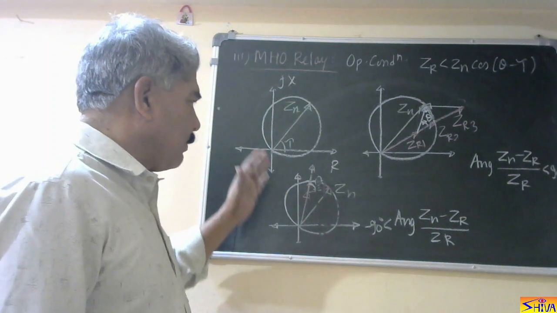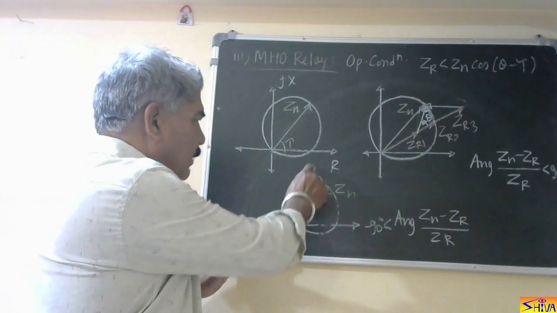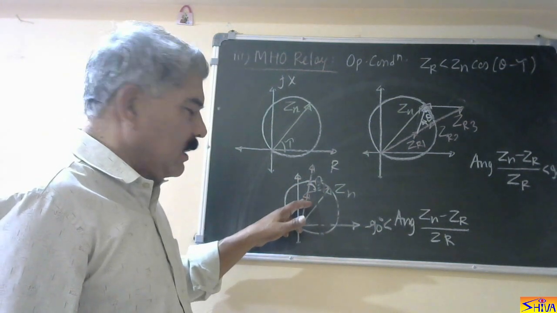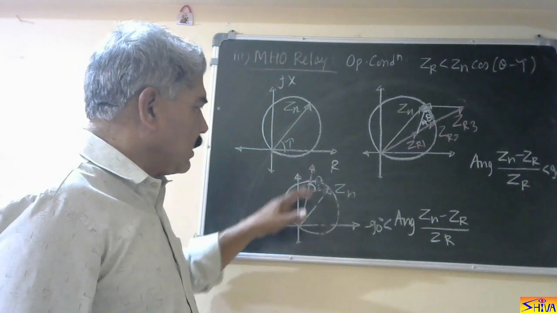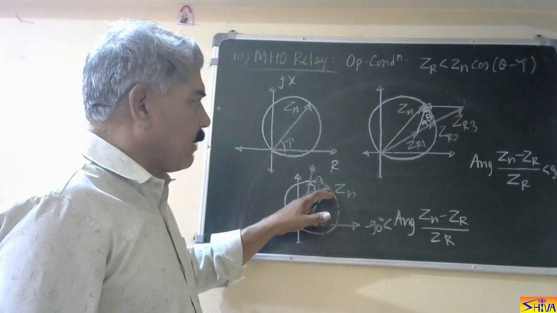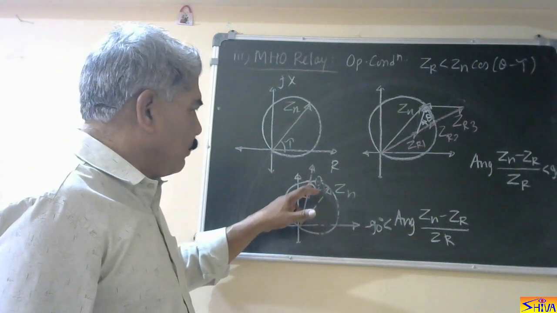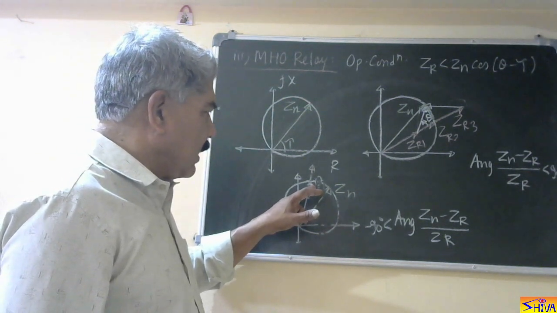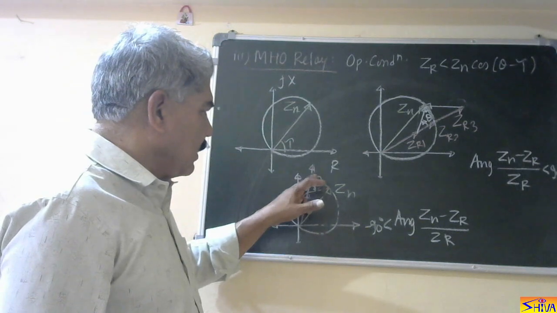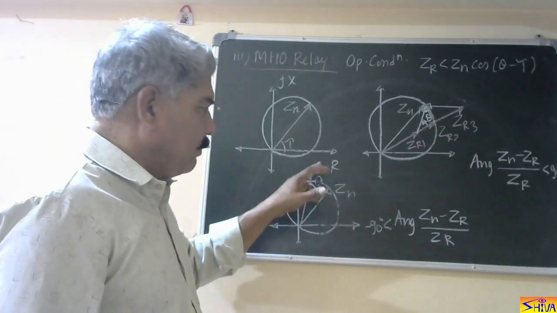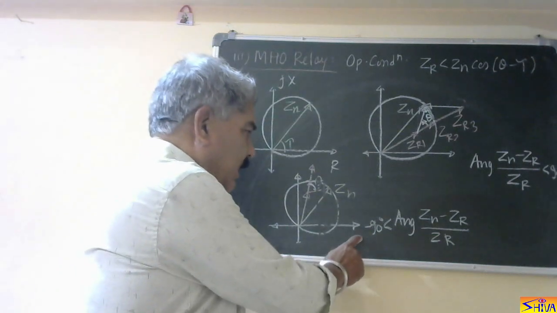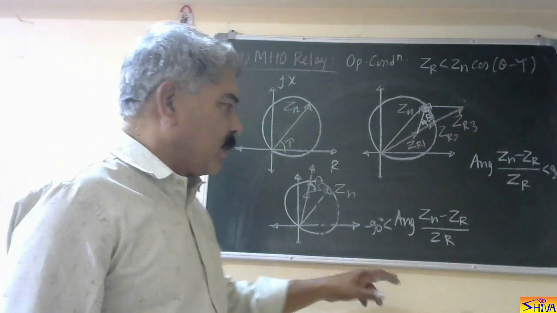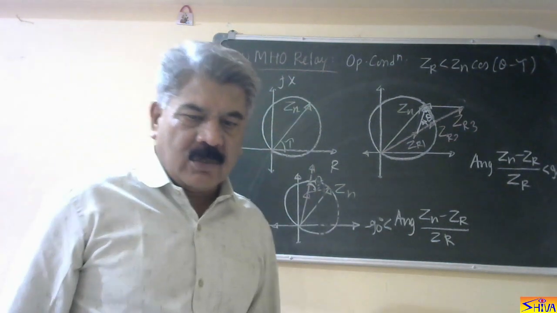Now consider the upper half of the circle. This is Zn, this is vector Zr: Zr1, Zr2, Zr3. Same as before, Zr1 is inside the circle, Zr2 on the boundary, Zr3 outside. This is vector Zr minus Zn, Zn minus Zr. If we measure the angle, this is a clockwise measurement. So this angle is greater than minus 90 degrees inside; on the boundary, it is equal to minus 90 degrees; outside it will be less than minus 90 degrees. So the operating condition for the upper half will be that minus 90 degrees should be less than the angle of Zn minus Zr with respect to Zr. Now let us combine these two conditions.